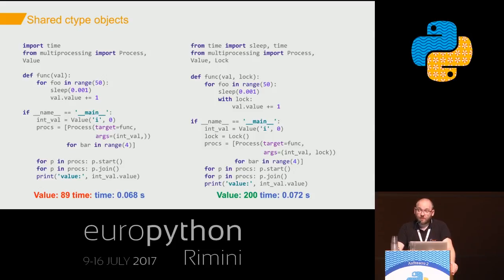So for shared memory, you always need to use some kind of synchronization. And in this case, I used locking. Here we ensure that only one process can read shared memory at a time, and only one can write to it. So with that, you get a good result, but what about the time?